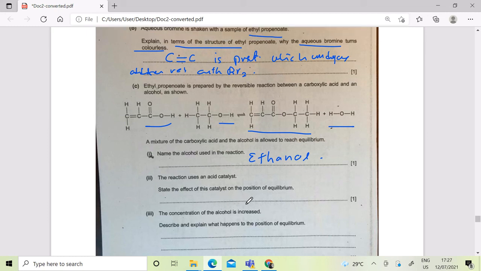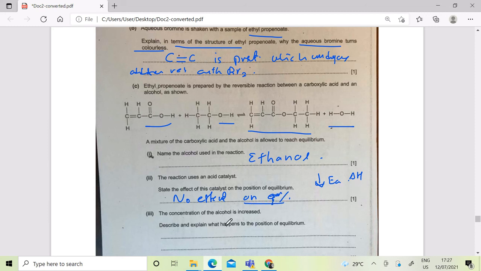In general, catalysts have no effect on equilibrium. You need to know that a catalyst only decreases activation energy. It has no effect on enthalpy, delta H. It decreases only activation energy. No effect on equilibrium.